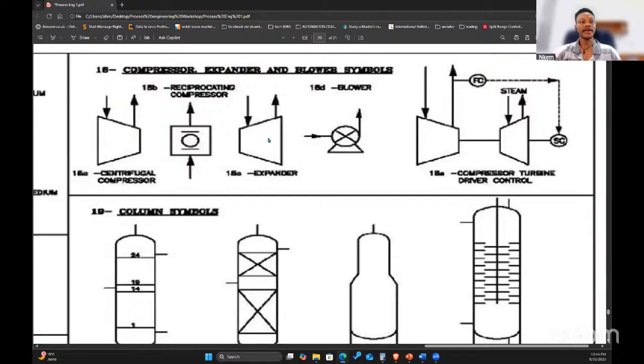And then you have expanders. Expanders work in reverse of the compressor, right? So it has a lower volume here, and then it has a higher volume here. And then it reduces the pressure. This is a typical Joule-Thomson effect. So in this case, the temperature will be higher.